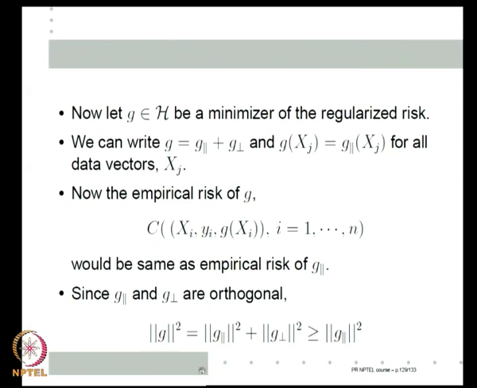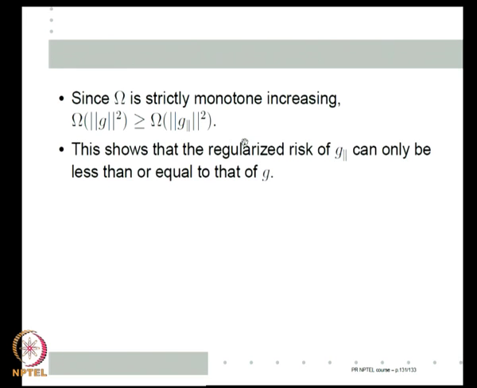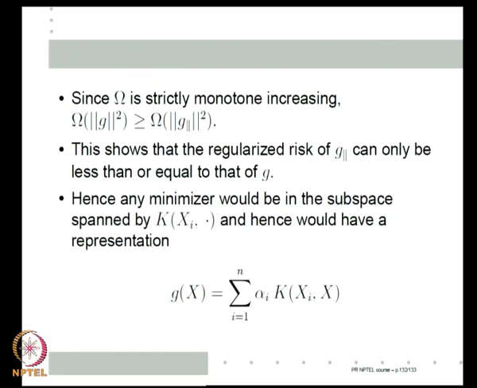Now, let us look at the regularization term. We know norm of g squared is norm of g parallel squared plus norm of g perpendicular squared. These two are orthogonal, and hence this is greater than or equal to norm of g parallel squared. Which means omega of the norm of g squared is greater than or equal to omega of the norm of g parallel squared, which means g parallel cannot have a regularized risk more than that of g. That means g parallel is also a minimizer of the risk, and hence my minimizer always admits this representation.